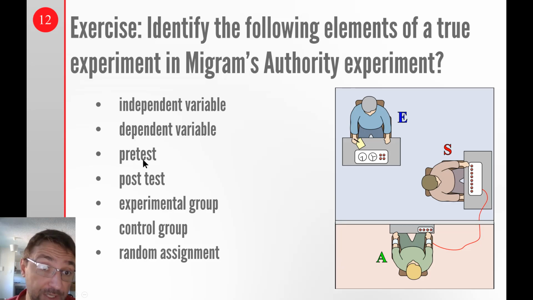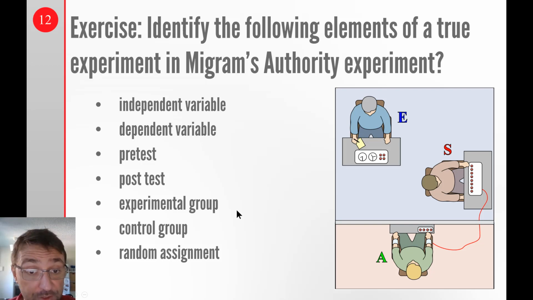Okay, pretest. A pretest would be a measure of the dependent variable, which is how high you're going to shock, before you give the independent variable. Well, there's not one of those in this. You don't pretest on the particular students. And the post-test is simply what level they get to on the dependent variable. Either do they get to the maximum, or what voltage do they get to.